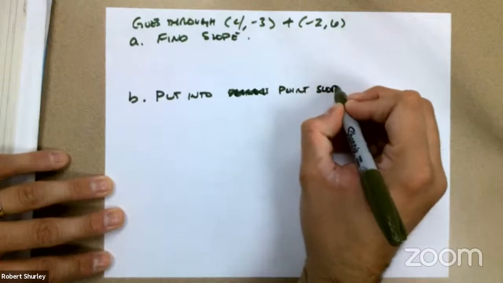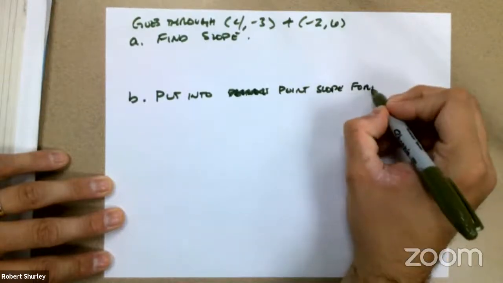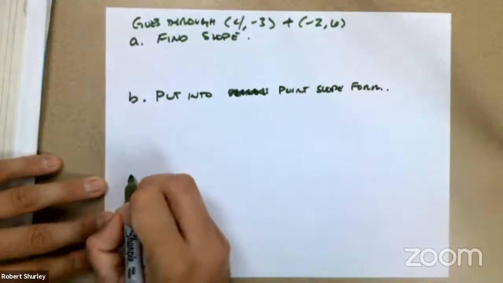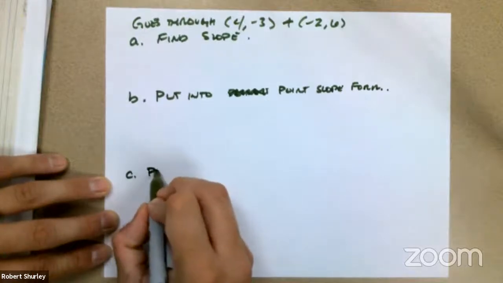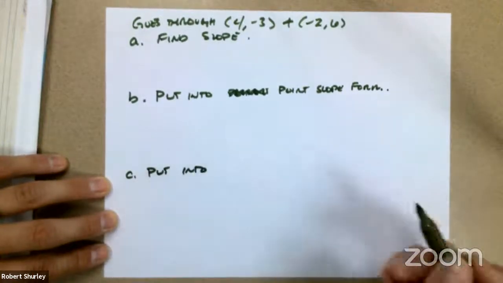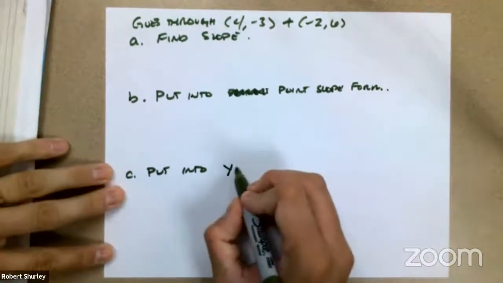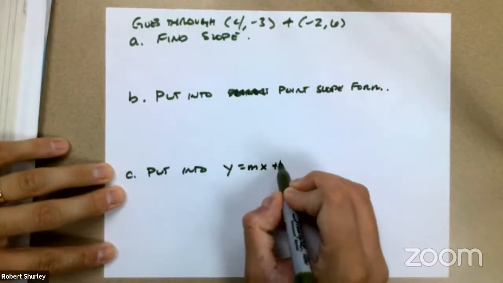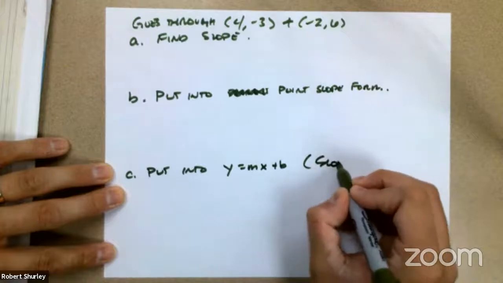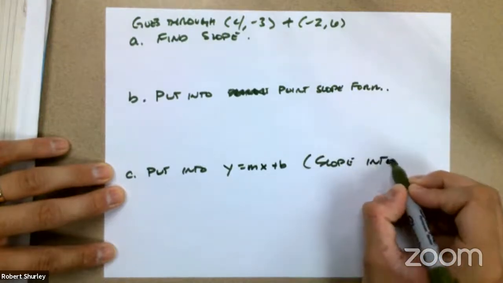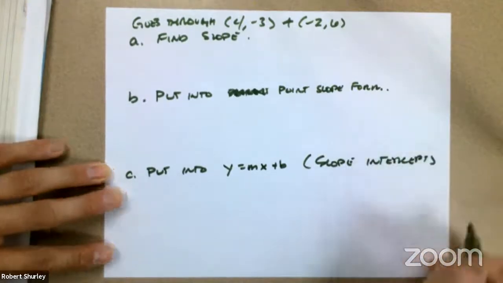Point slope form. And then down here, let's put into or find. You'll see the book uses the word find or put into y equals mx plus b. So slope intercept form. Okay, so let's do that.